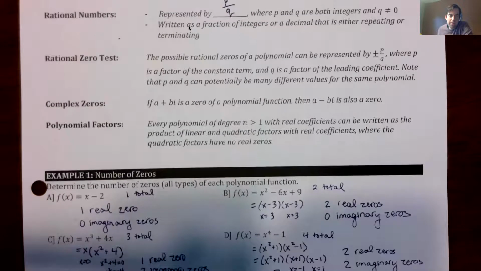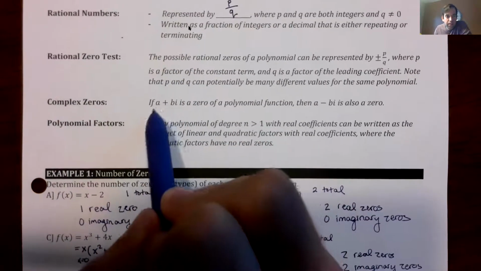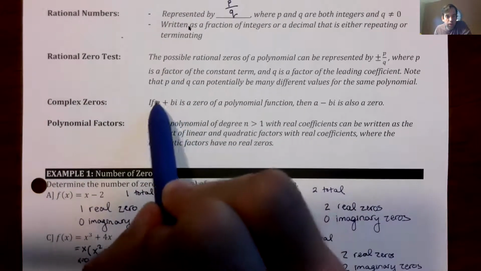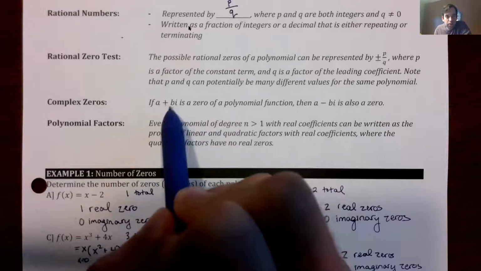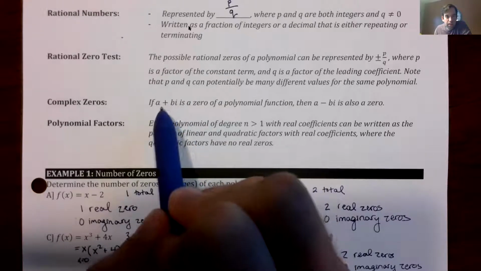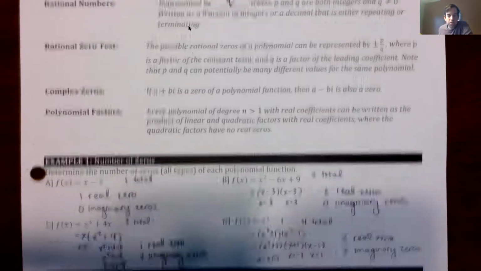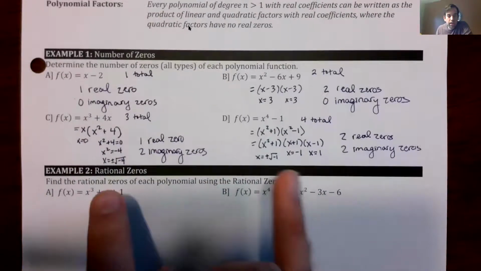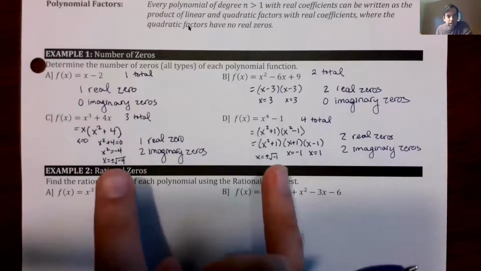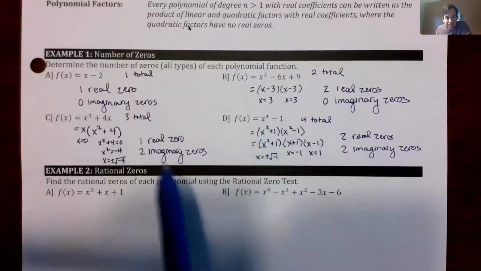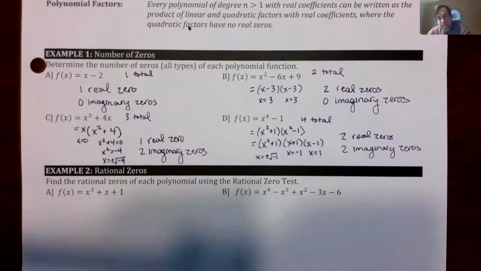Those are both considered pairs of imaginary zeros because we have the positive and the negative version. It so happens that for both of those, if we wrote it in this form, a would have been 0. It's just the imaginary part, but you can see there's the positive and the negative version for both of these. So what that means is that the number of imaginary zeros is always going to be even because it always comes in pairs. Let's take a look at example 2.